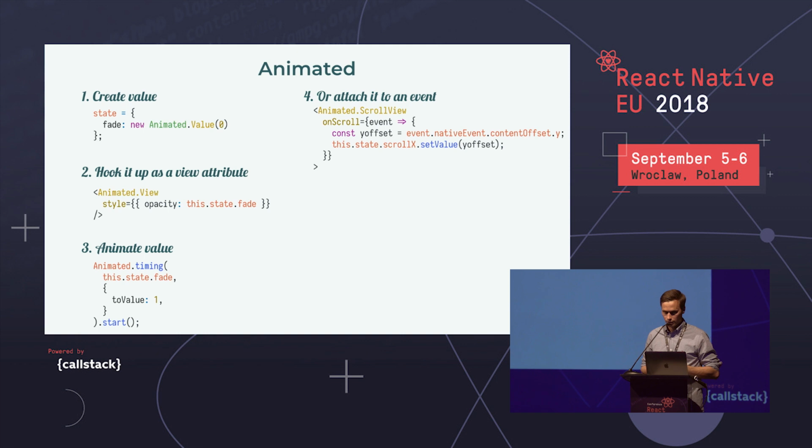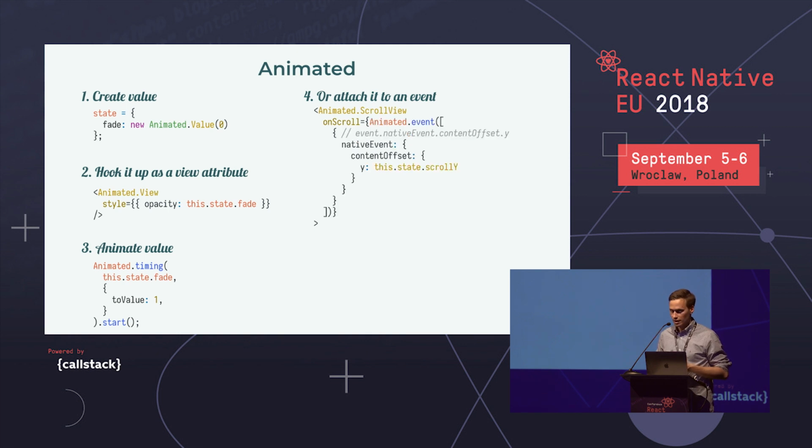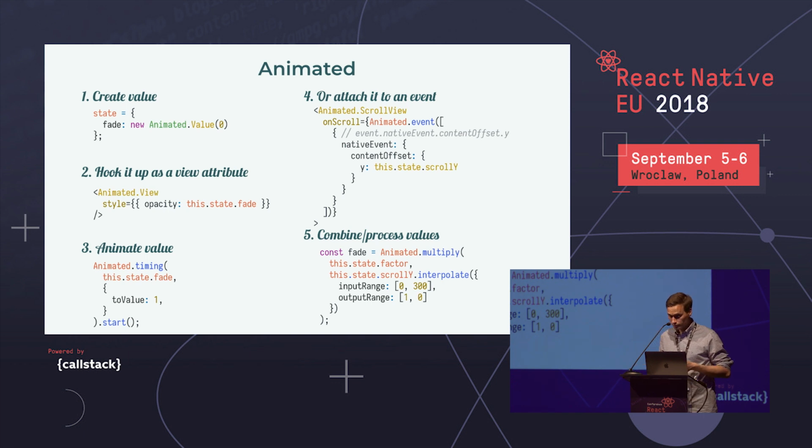We can also hook the animated values to events. For example, with a scroll event, we want to map the Y offset of the scroll view to the animated value that would help us do things like collapsible navbar and stuff like that. Here we extract the Y offset from the event, and then we set it to the value. But there's also a declarative way of doing that using animated.event, where we provide a map of how the event properties would map to animated values. And finally, we can mix and match animated values. We can add them, multiply them, interpolate. There are plenty of different options.